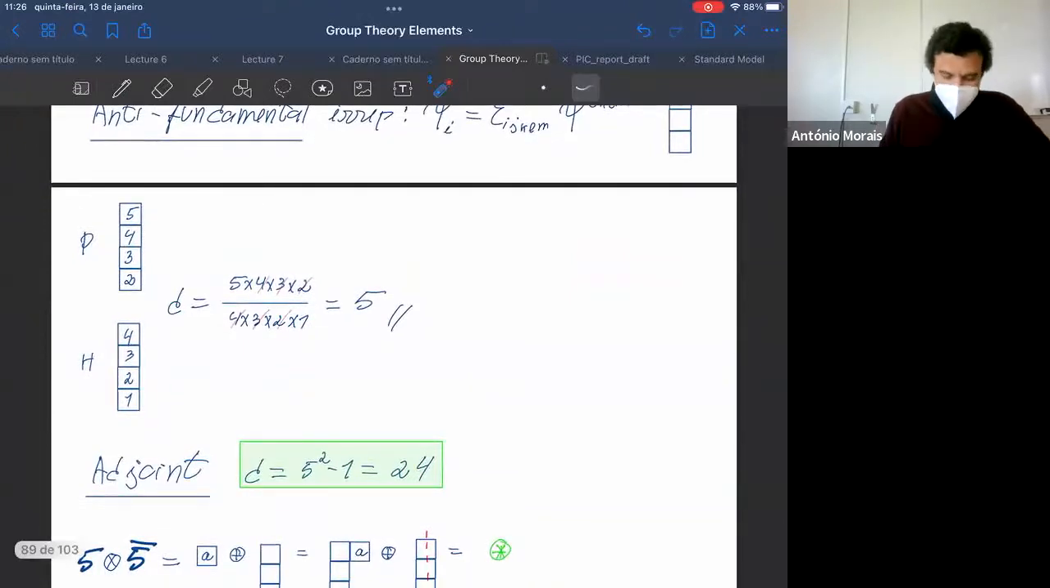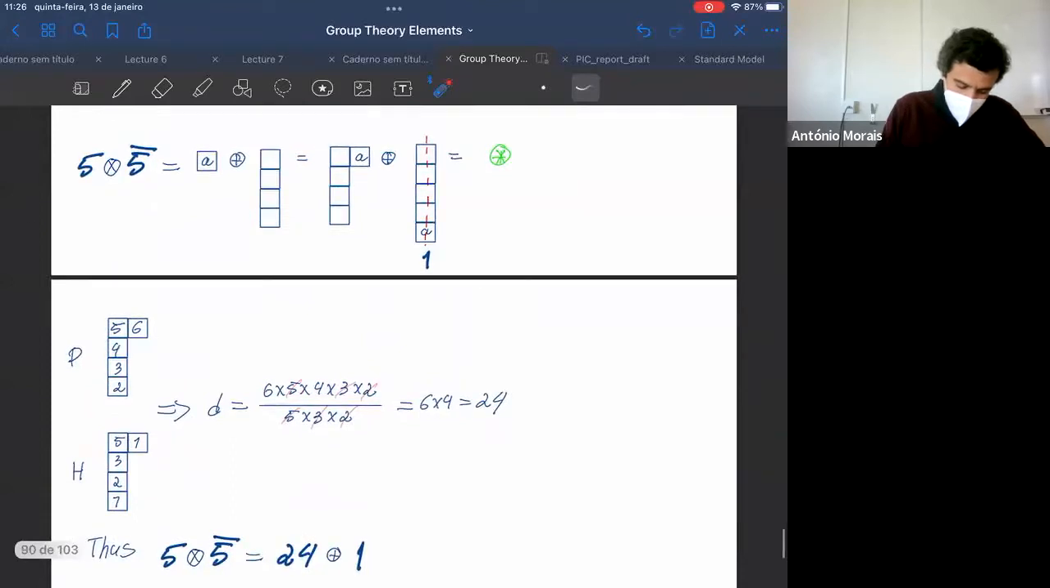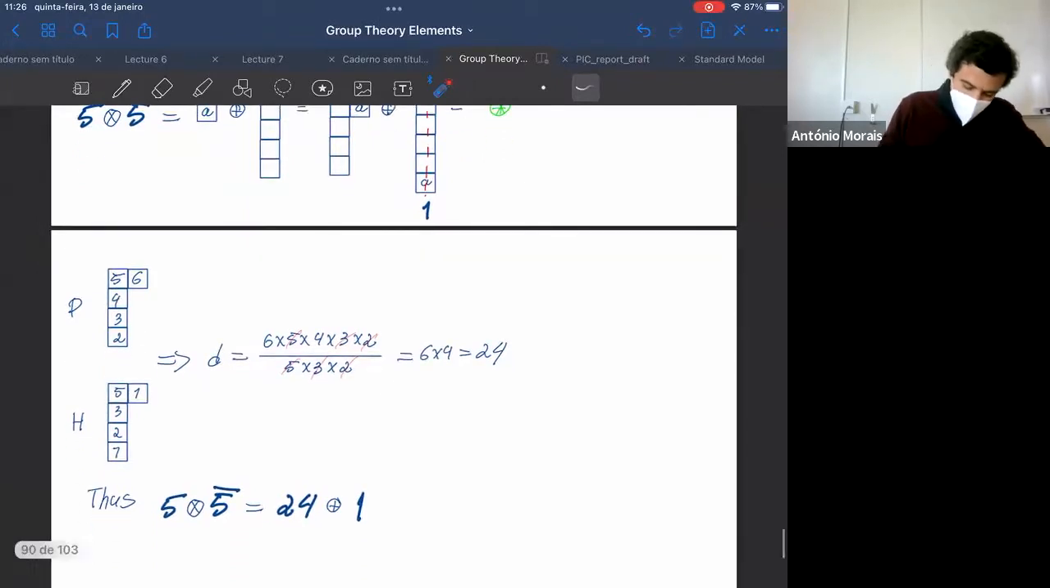Right, so what about the adjoint? We know that the adjoint is 24-dimensional because there is this rule of N squared minus 1 in SU(N). So this is 5 squared minus 1, which is 24. To build the adjoint, you can just do a 5 times 5 bar, and this is very simple. You stack a box to the right and at the bottom. Stacking at the bottom, it's a singlet because it has 5 boxes, and stacking to the right, it's this diagram that you see here. You can compute the dimensionality of this, so you do the hooks again, and calculate the factor. So 5 grows to 6 there, and then decreases 1 unit further down. You calculate, and it gets 24. So this is a 24-dimensional representation. Therefore, you conclude that 5 times 5 bar equals 24 plus 1. So it's not 25, it's 24 plus 1.